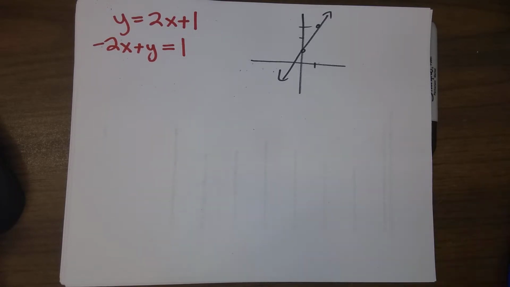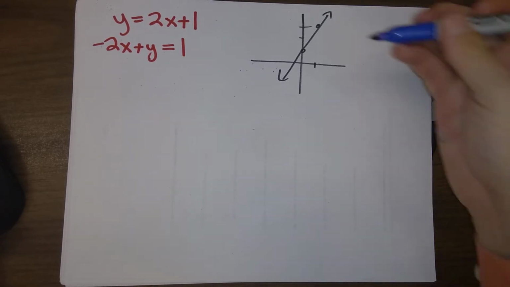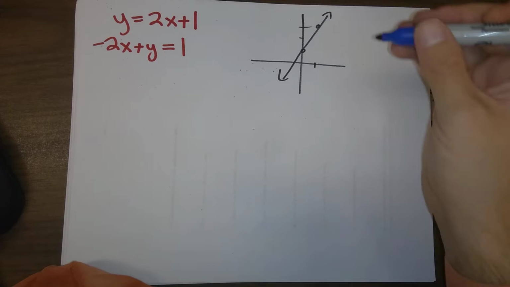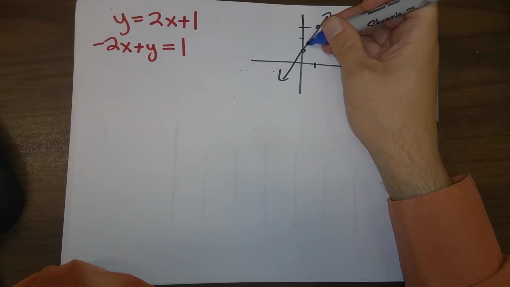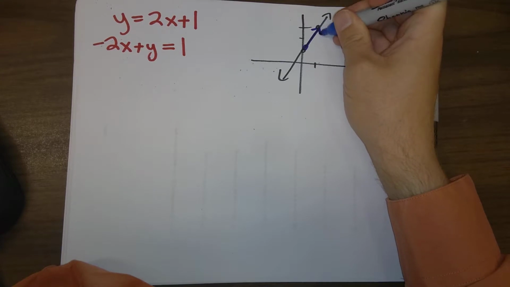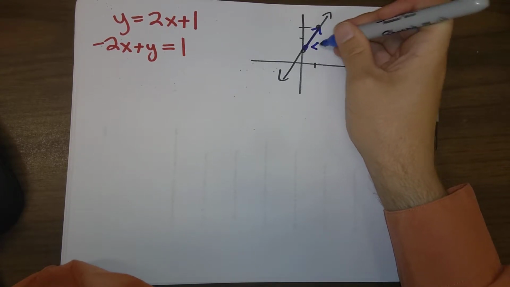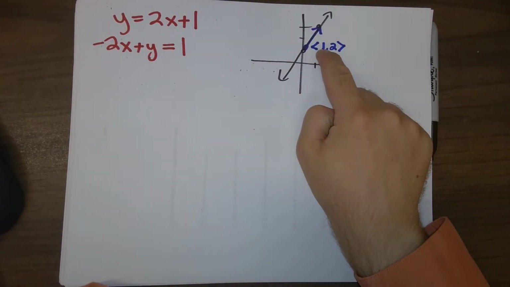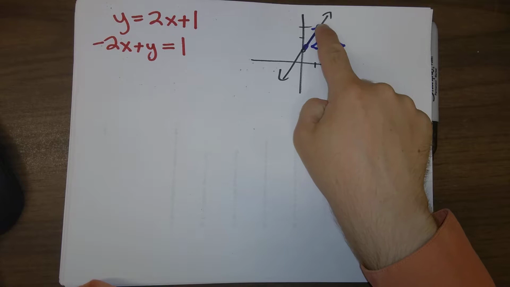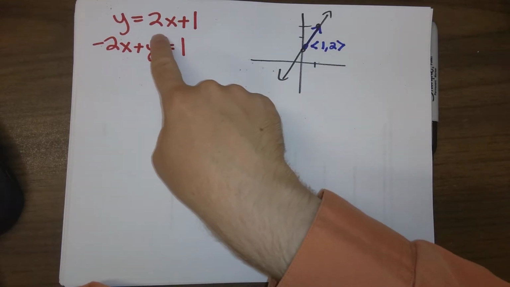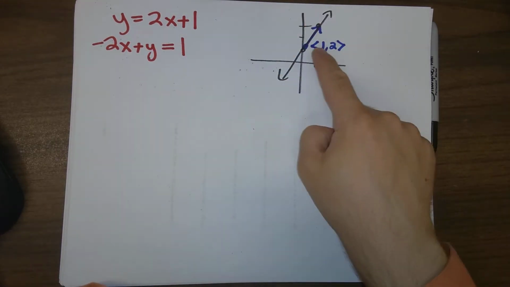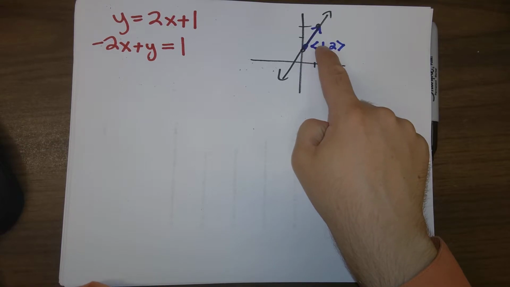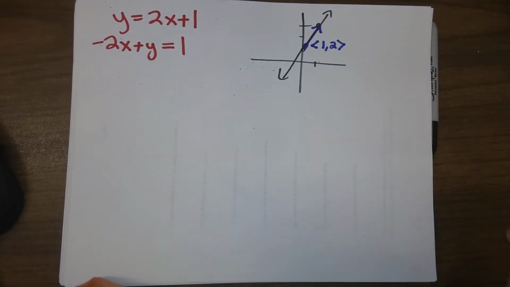Now, let's talk about what's going on here with direction vectors. So we could think about that along this line, we have a direction vector. The vector 1, 2 points along this line. So that means as we go to the right 1, we go up 2 units because, well, our slope is positive 2. So over 1, up 2, the direction vector would be 1, 2.